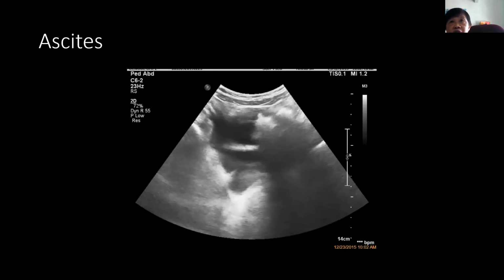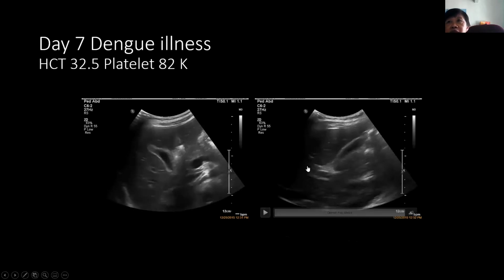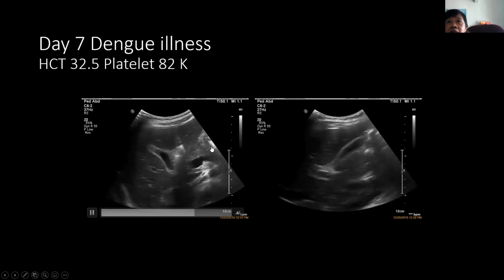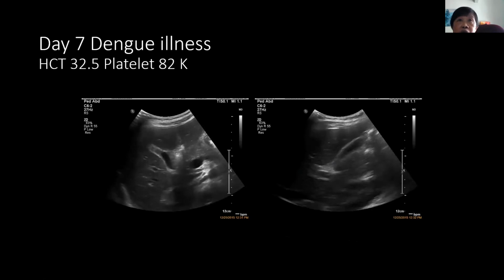This patient was managed according to the protocol for managing dengue fever with warning signs and leaking fluid. So he was given fluid according to the regime. Subsequently on day 7, after usually leaking around 24 hours, the hematocrit has come down to 32.5 and the platelet has gone up to 82,000. When you did the ultrasound of the gallbladder again, you notice that the wall has become thinner. Before that it was quite thick, and there's not much ascitic fluid. So the patient has improved.